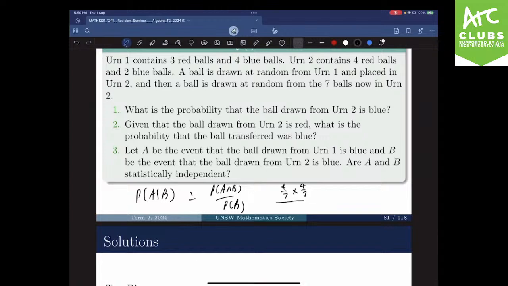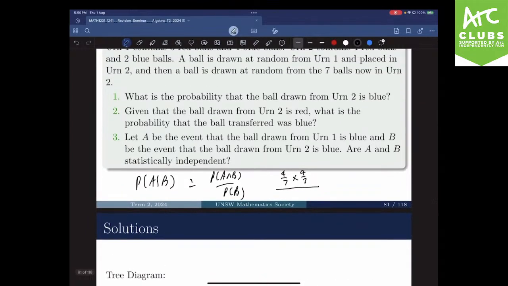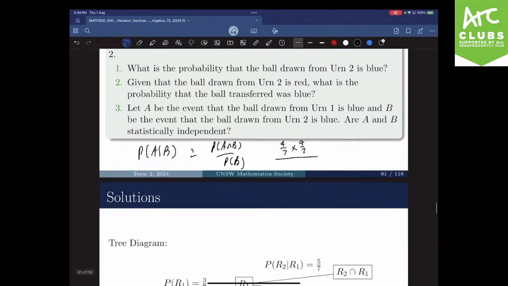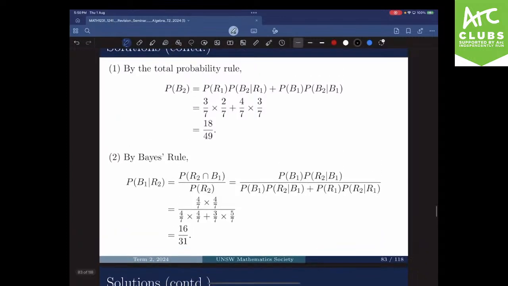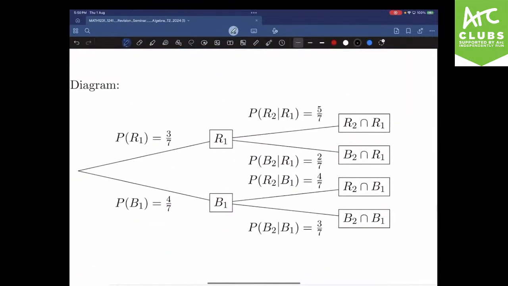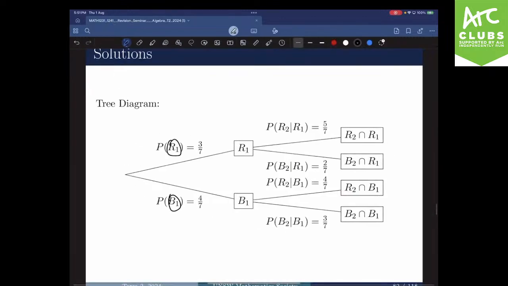And then all of this is going to be divided by the probability of getting a red ball from urn 2, because that's what we're given. To figure that out, we can once again take a look at the diagram here. If we look at the notation, R1 means the ball we drew from the first urn is red, B1 means the first urn is blue, and similarly B2 means second urn blue, R2 is second urn red. So what we're interested in here is just adding up all the R2s, because R2 means second urn red.